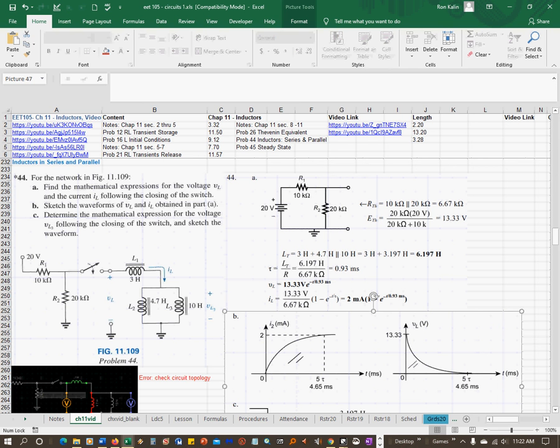EET105 Inductors, example problem 44. This is inductors in series and parallel. Find the mathematical expressions for the voltage V sub L and the current I sub L following the closing of the switch. So you can see that you have a voltage source going into this resistor R1 10K, and then you have R2 20K going to ground, and then there's a switch. Then you have L1, which is in series with L2 and L3 that are in parallel.